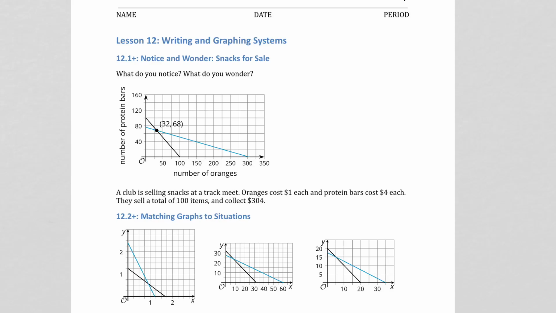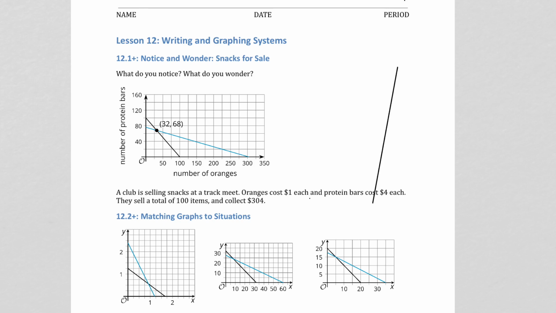There it goes. All right. This is lesson 12, writing and graphing systems. You may recognize this lesson if you were in my class last semester. We did do this right before the end of the semester. This is where we stopped.